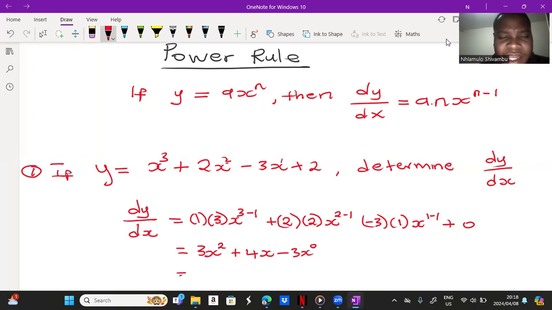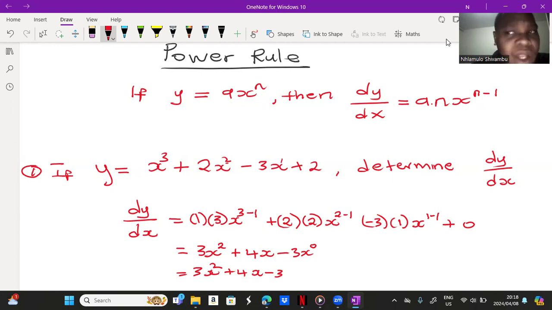And then you know that this must also be simplified because we cannot necessarily write x to the power 0. So this is going to be 3x squared plus 4x, and then minus 3 times x to the power 0. Remember, anything to the power 0 is a 1, so this is going to be minus 3. So dy over dx of that particular function is given by 3x squared plus 4x minus a 3.